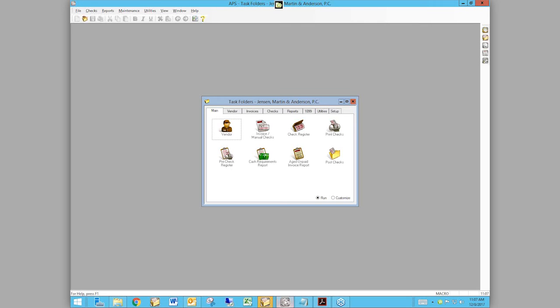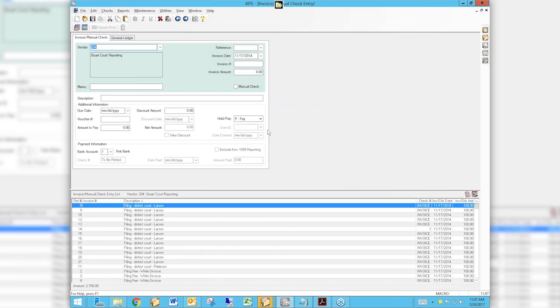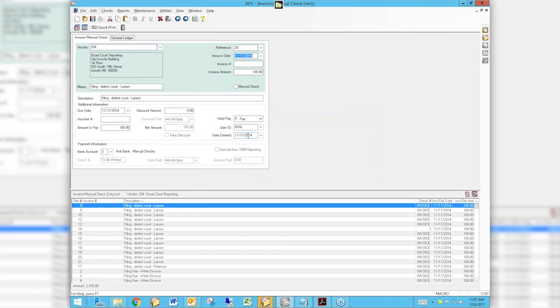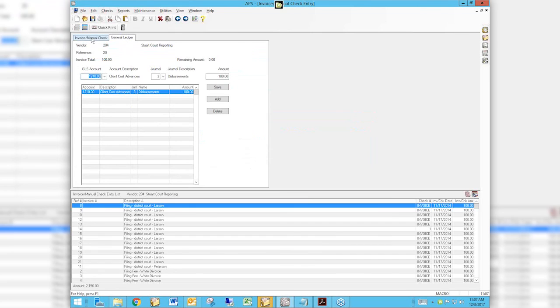So, you've been in AP before, probably, if you're here. AP, of course, means Accounts Payable. And so when you go to pay somebody, I'm just going to pull up this invoice for Stewart Court Reporting, and yeah, there's a couple that have yet to be paid. And you go over to General Ledger and you tab and you put the appropriate General Ledger information in.